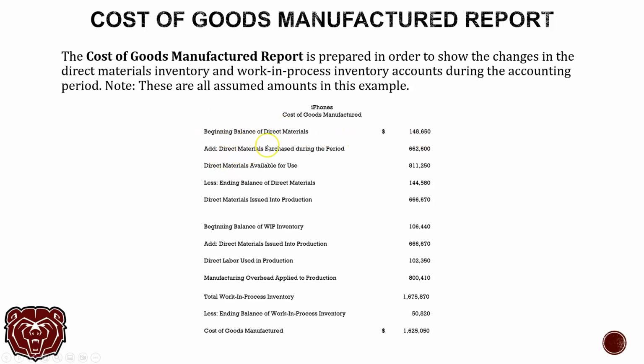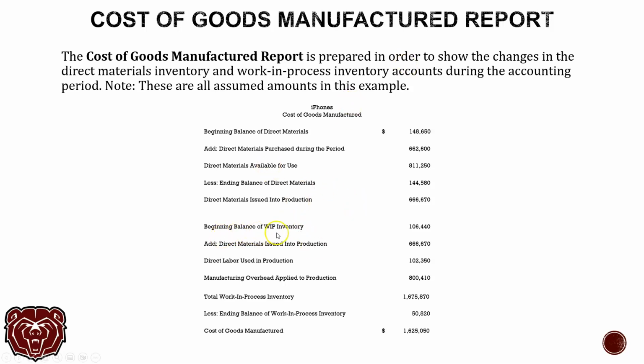Then you add in any direct materials purchased during the period. Any direct materials that you're going to requisition, whatever the case is. Okay, that gives you your direct materials available for use. Finally, you reduce that by your ending balance of direct materials. So whatever your ending balance in direct materials is, if you reduce your beginning balance by that, that tells you how many direct materials did I issue into production? How many were requisitioned into production, meaning into your work in process account.